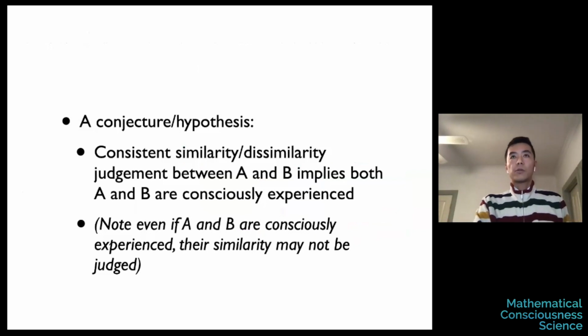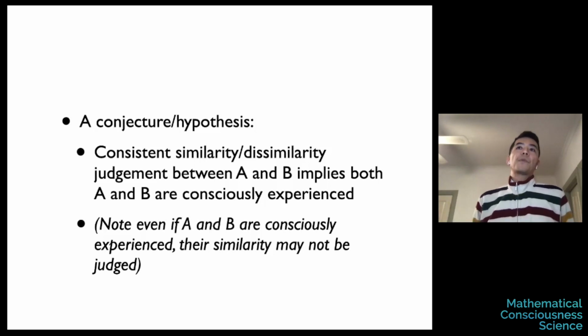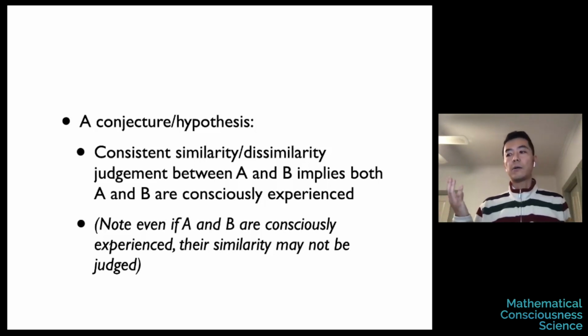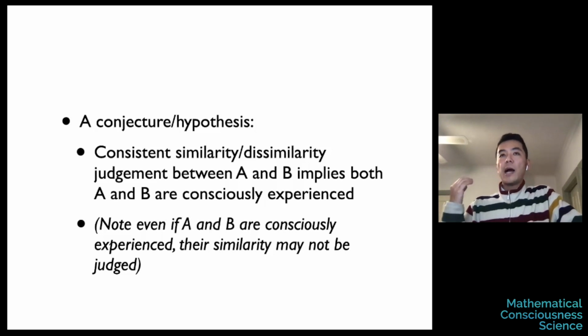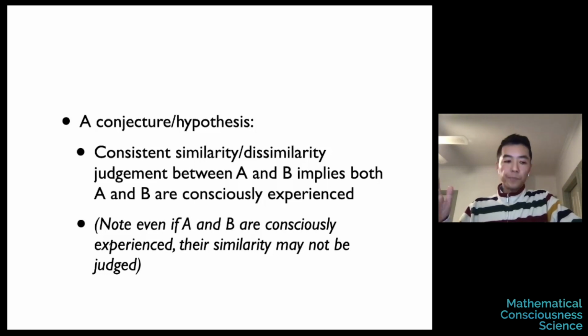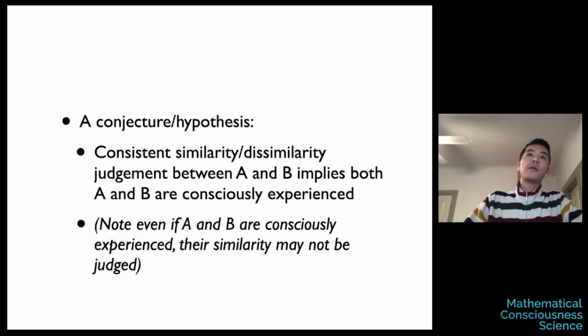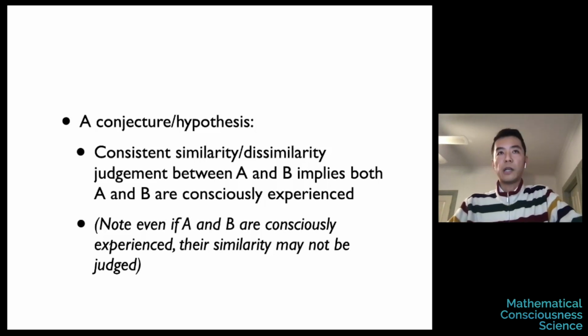So the conjecture or hypothesis that I want to propose today is that to characterize a type of qualia, it's possible to use the similarity or dissimilarity judgment about objects A and B, or qualia A and B. And when we actually experience A and B consciously, not unlike unconscious perception, then we are always able to make a consistent and meaningful similarity judgment.